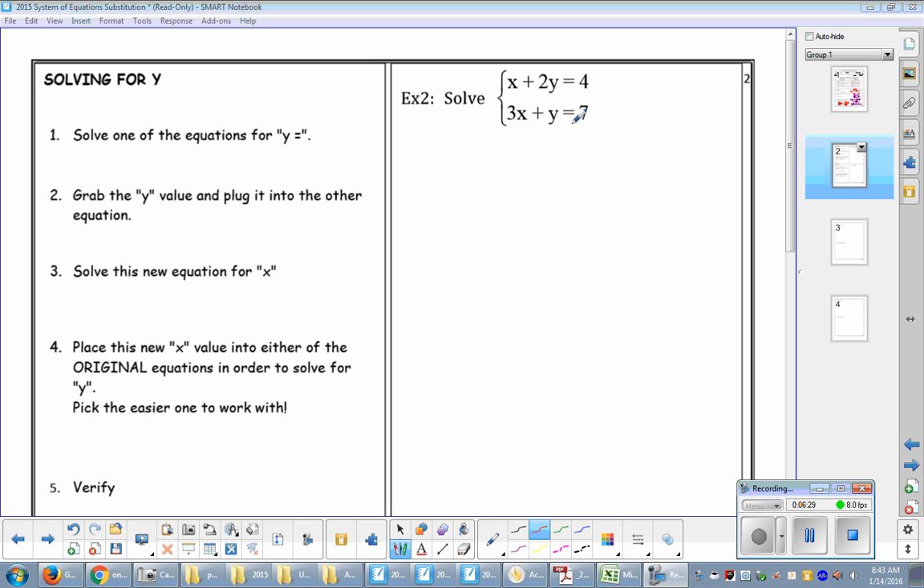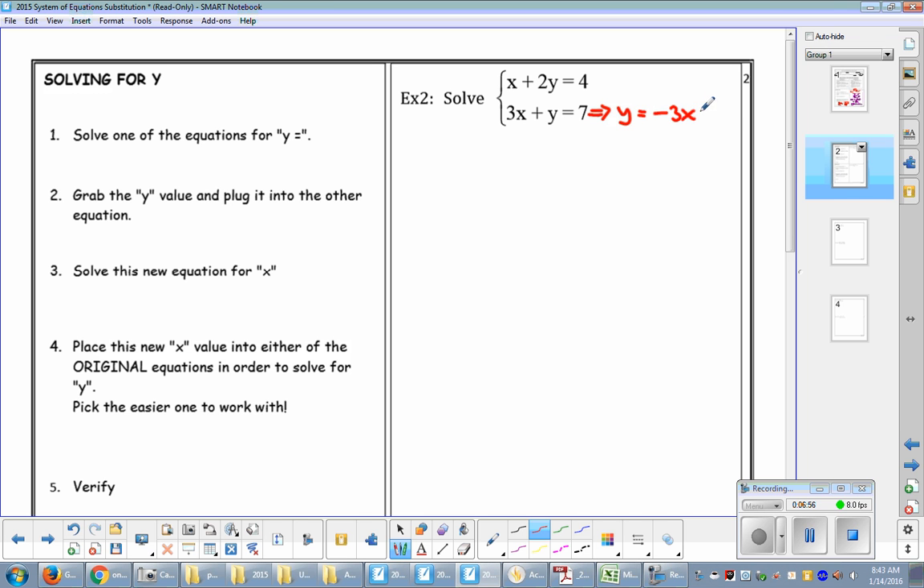I believe the second one is better for us to solve for y, because if you solve for y here, what's going to happen? You will have a fraction. So I will just solve for y here. So your y here will be equal to what?